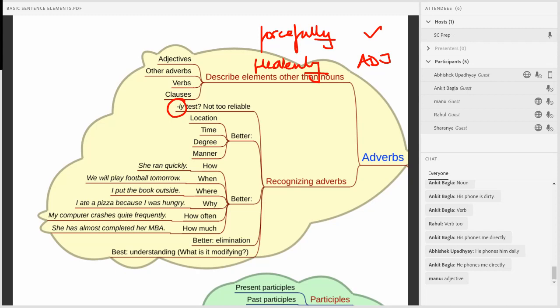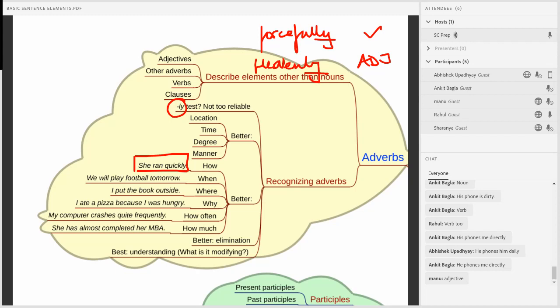Let's start. She ran quickly. This one is for Rahul. Rahul, what's the adverb here? You can unmute yourself or you can type it in the chat window, whatever you're comfortable with. Go ahead. Here, I think the ly test is reliable because quickly is clearly the adverb. Why is quickly an adverb? Because it's describing how she ran. Good. All right.